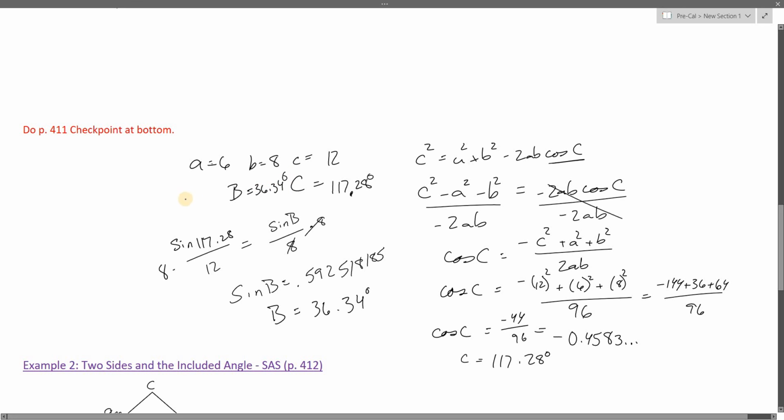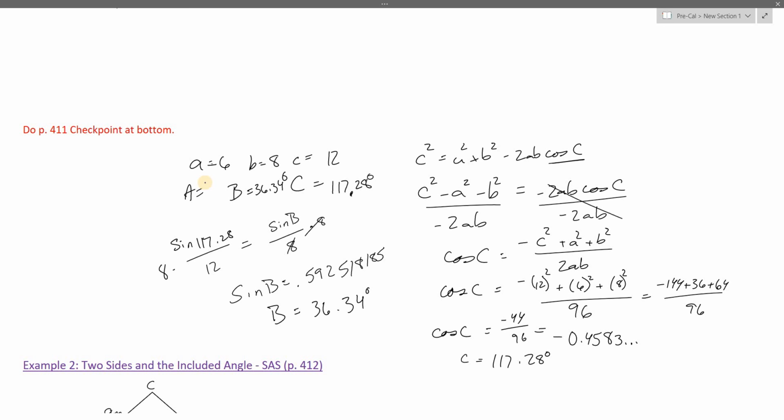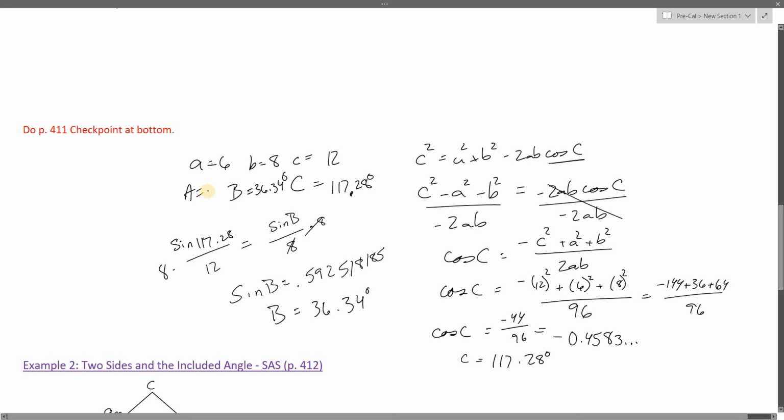And to find the last one, you simply add the other 2, these 2 over here, and subtract them from 180. So I'm going to add 36.34 plus 117.28. That's going to give me about 153.6. I'm going to take that and subtract it from 180, and I'll get my last angle to be 26.38 degrees. Now, I did some weird stuff with rounding, so you may have something slightly off from that. But that's how we do it.